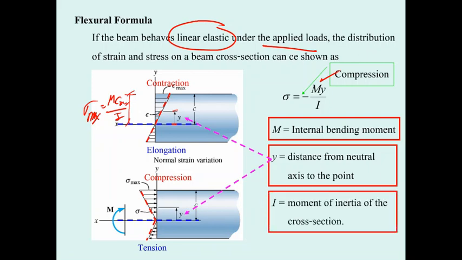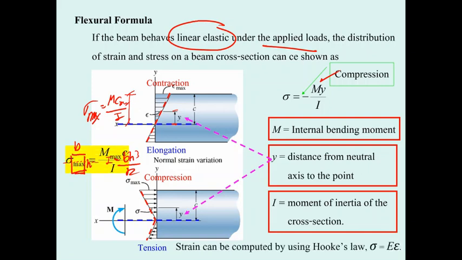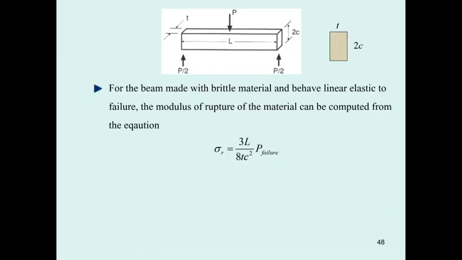And the moment of inertia, you know it, right? If you have a rectangular section like this, with width B and height H, the moment of inertia about this axis, I, is going to be B H cubed over 12. You can compute it easily. And sigma max is going to be defined by that, and the strain can be computed by the stress-strain relationship.